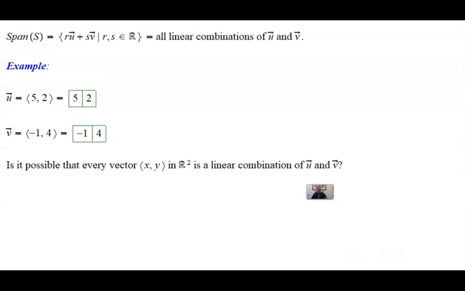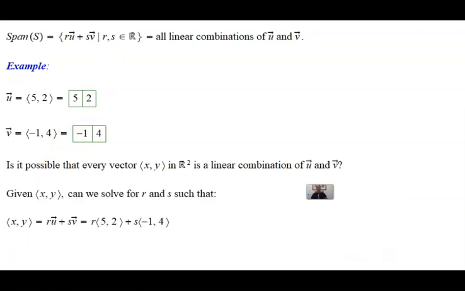So the question we now want to answer is: is it possible that every vector (x, y) in R2 is a linear combination of u and v? So we want to solve the equation. Can we make (x, y) equal to ru plus sv, where r and s are two real numbers? Given (x, y), can we solve for r and s in that equation? So let's write down that equation.